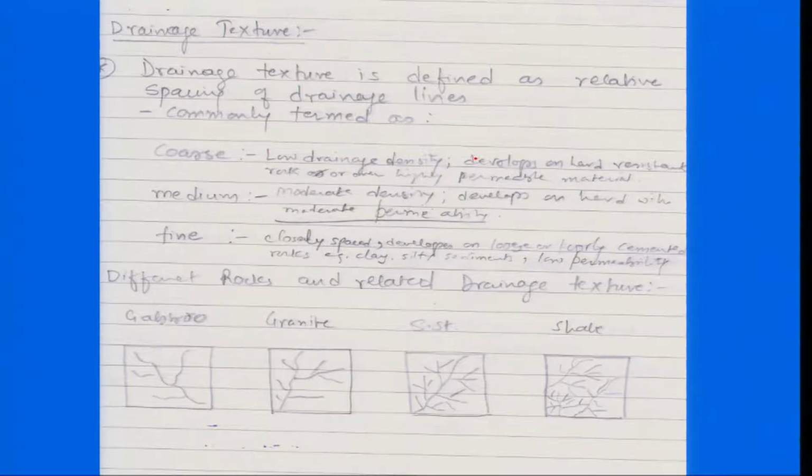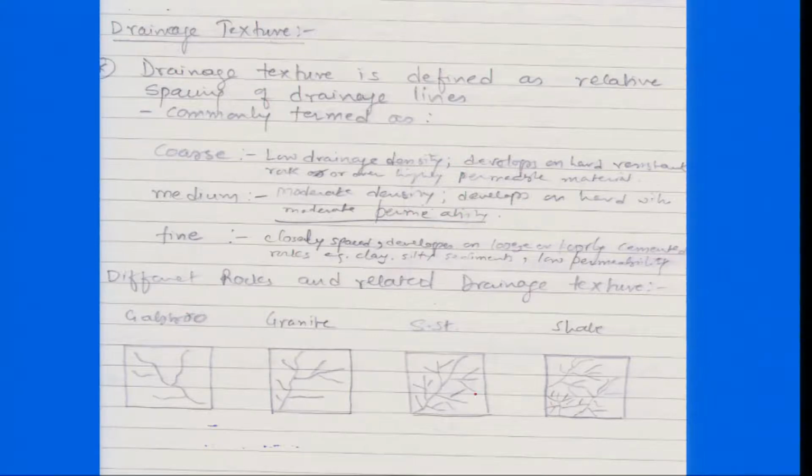Further, one sketch I would like to discuss here is the drainage texture. If you have different types of rocks, like gabbro and granites, which are all igneous rocks, and then sedimentary rocks like sandstone and shale, the drainage textures will vary. We can classify them as coarse, medium or fine. Coarse means low drainage density, developing on hard and resistant rocks. Medium is moderate density, developing on hard rocks with moderate permeability.